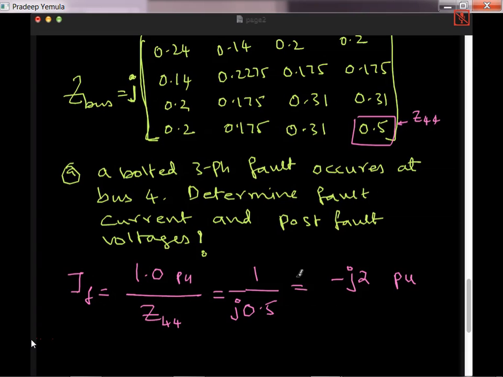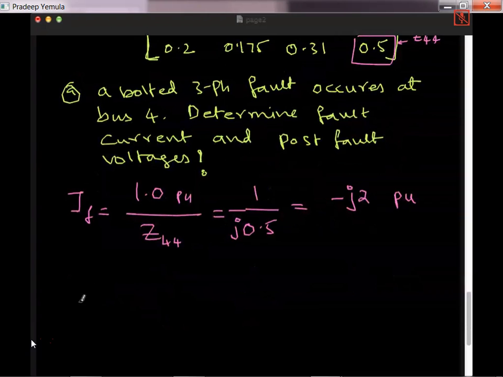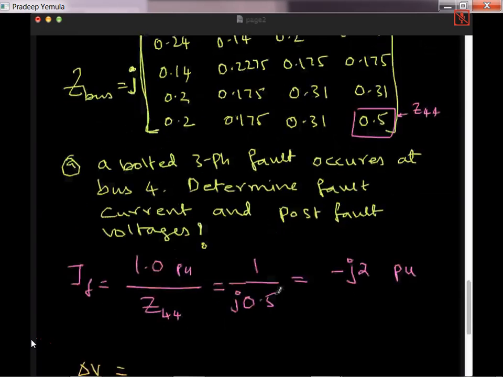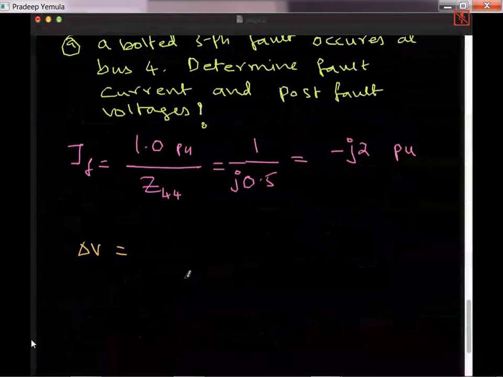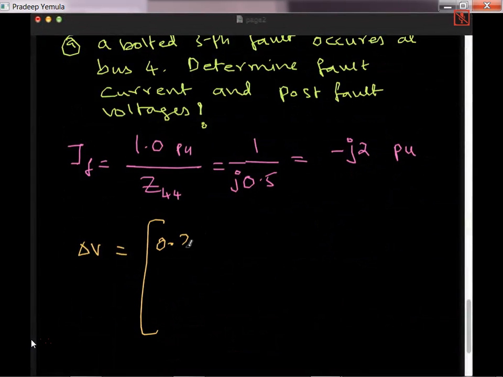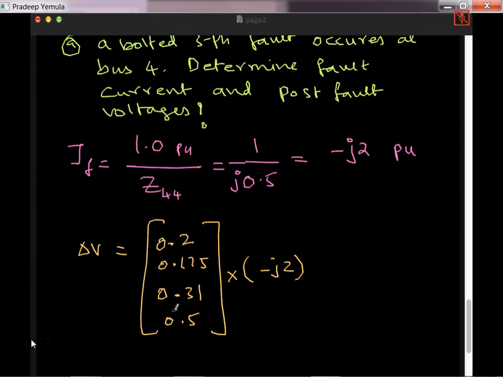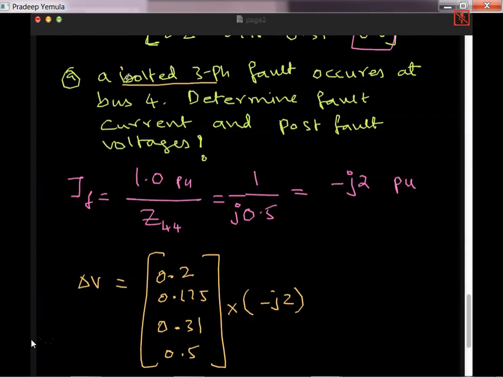Now once I got the fault current, what are the changes in voltages? Delta V's are nothing but, which bus is the fault? Fourth bus. So you take the entire fourth column, that is 0.2, 0.175, 0.31 and 0.5. This one you multiply by minus j2. By the way, the meaning of bolted three-phase fault is that the fault impedance is 0. That means Z fault equal to 0.